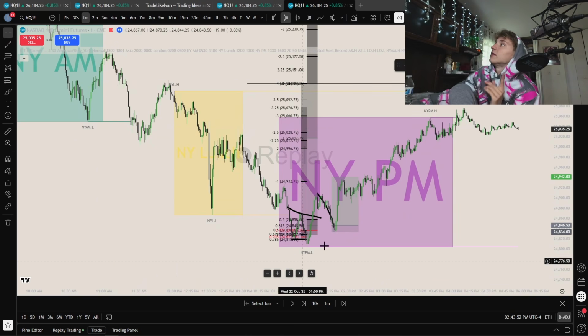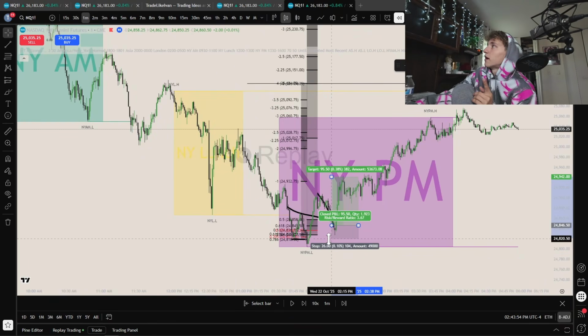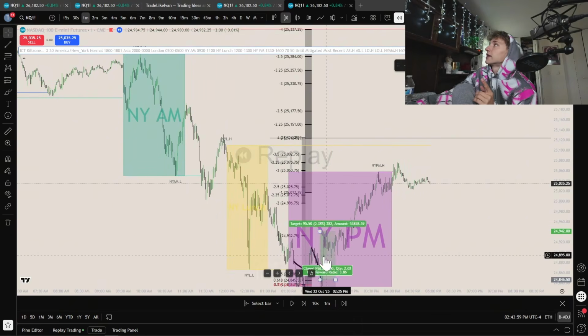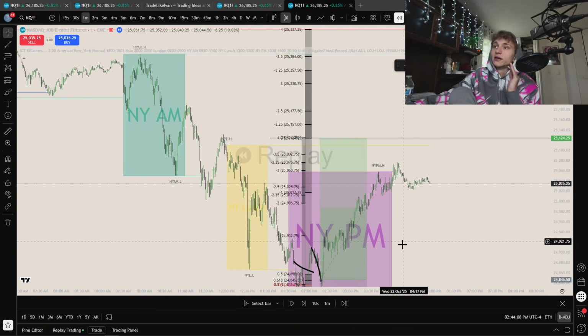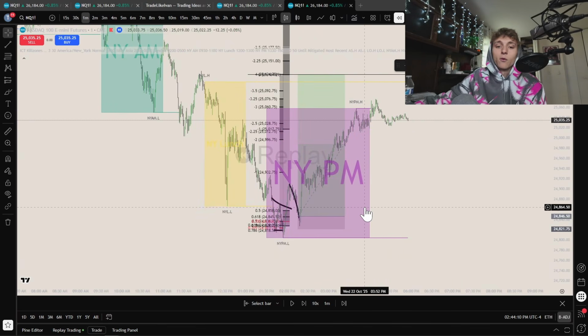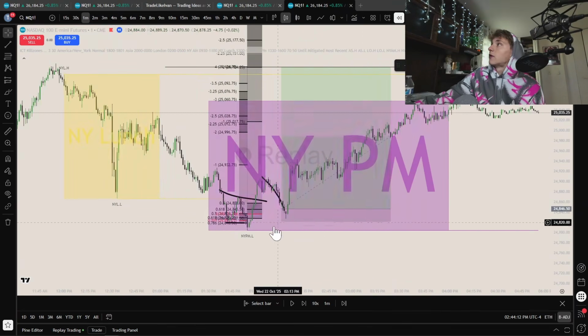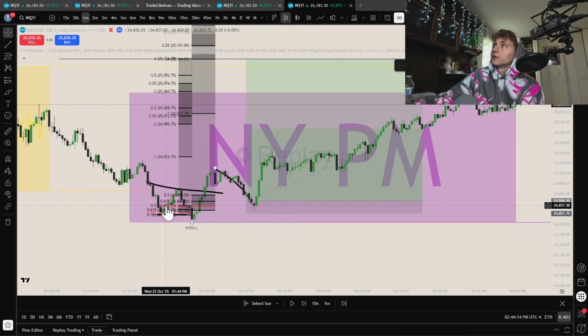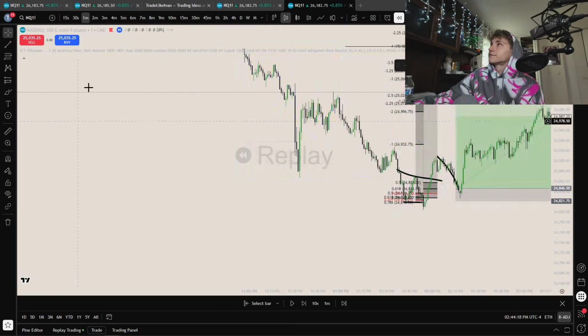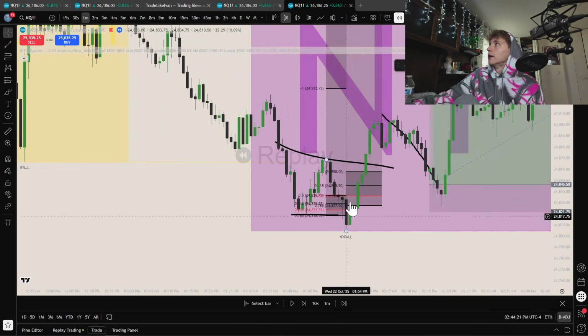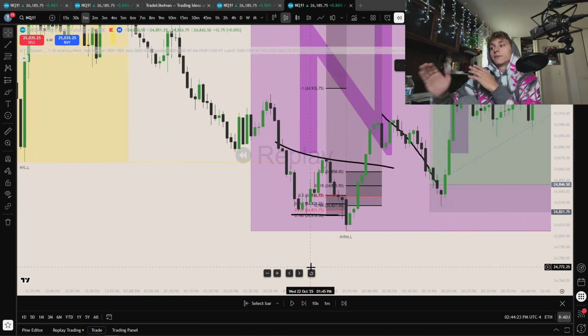But guess what? Even in that case, let's say we had a 25 point stop and we wanted to hold it all the way up to -4. That is still an 11R trade. It does not matter. It is still a win. And that is how I draw my fibs. This is how I draw my manipulation, and this is how I draw my OTE leg. So that's going to be it for this video.